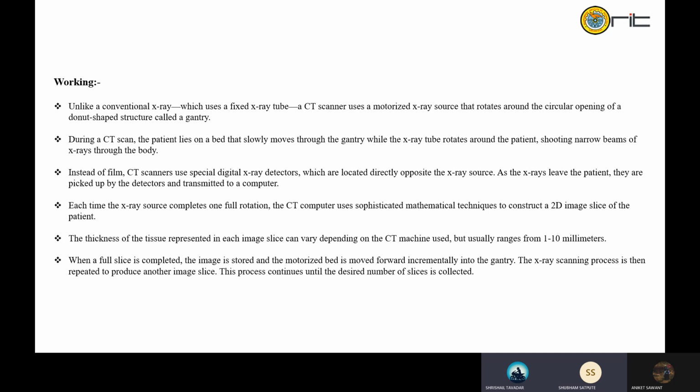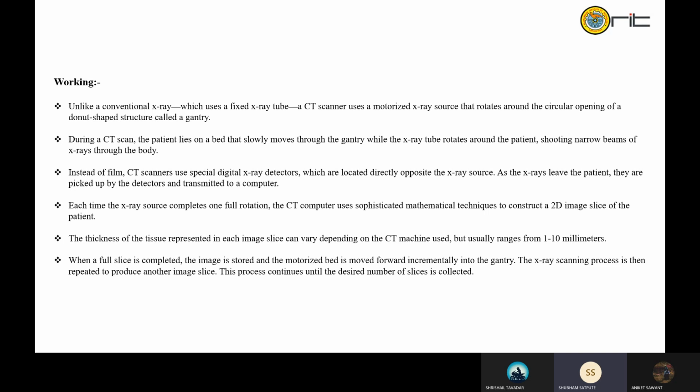Unlike a conventional X-ray machine, which uses a fixed X-ray tube, a CT scanner uses a motorized X-ray source that rotates around the circular opening of a donut-shaped structure called the gantry. During a CT scan, the patient lies on a bed that slowly moves through the gantry while the X-ray tube rotates around the patient, shooting narrow beams of X-ray through the body. Instead of film, CT scanners use special digital X-ray detectors, which are located directly opposite the X-ray source.